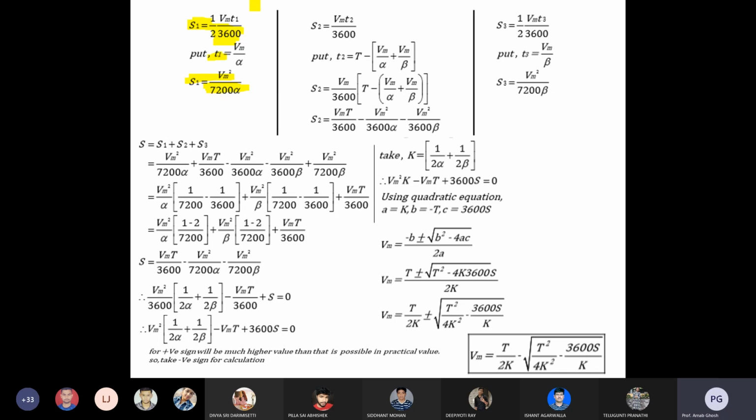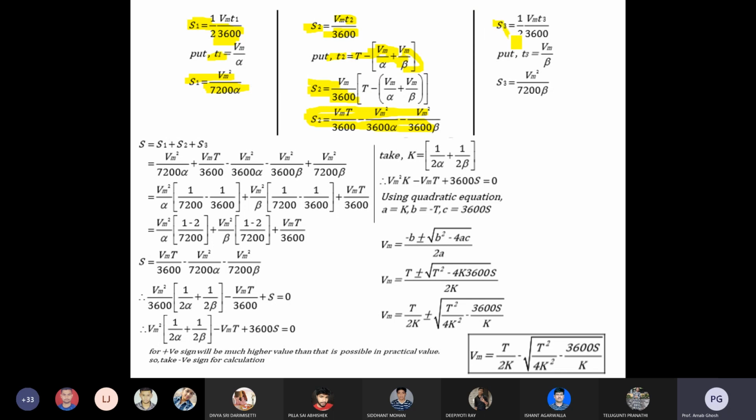Okay, for S2, S2 is equal to Vm T2 by 3600. Again you are converting to seconds. You know the value of T2, which I just discussed: T2 is equal to capital T minus (Vm by alpha plus Vm by beta). So you get S2 equal to Vm by 3600 times capital T minus all those terms. Directly you are getting the value of S2, and after multiplication you can get the result.